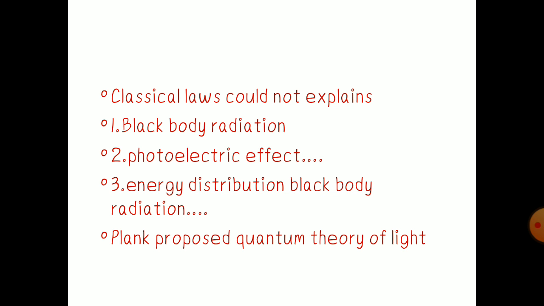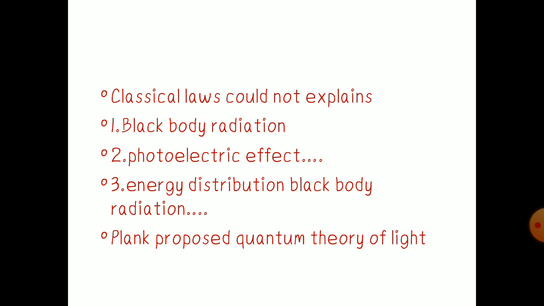These laws could not explain some phenomena like black body radiation. A black body is a body which absorbs almost all the energy incident on it. If we provide energy, or increase the temperature of the black body, it emits radiation with a characteristic wavelength. How this happens, and what the energy distribution within the spectrum of black body radiation is, is not satisfactorily explained with the help of these classical laws.